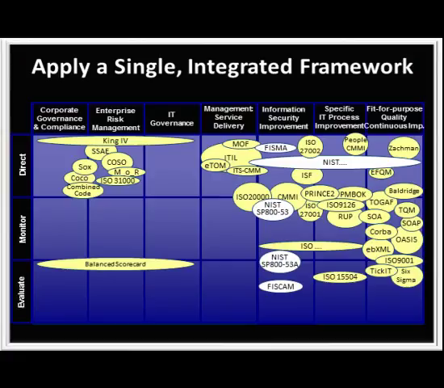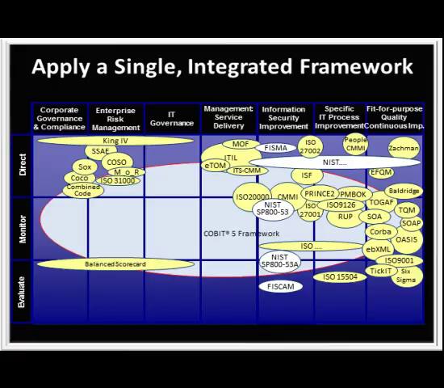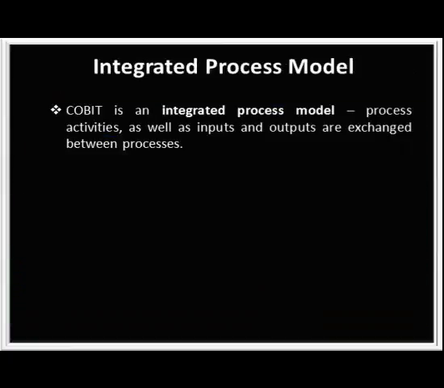There are a number of frameworks that can be used to govern and manage the use of information and technology. Not all of them direct, monitor, or evaluate. Each has one or more roles in the governance and management of our team. COBIT 5 has the broadest application regarding the governance and management of information and technology. COBIT is an integrated process model, with process activities being defined, with inputs and outputs that are exchanged between processes.